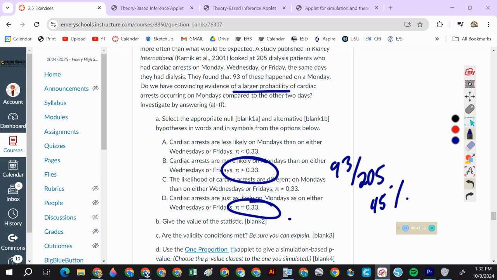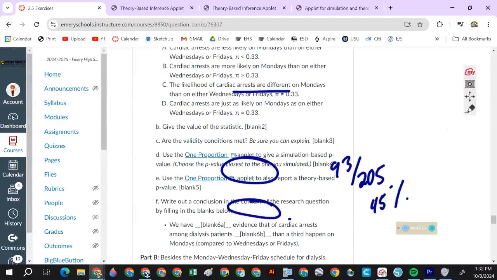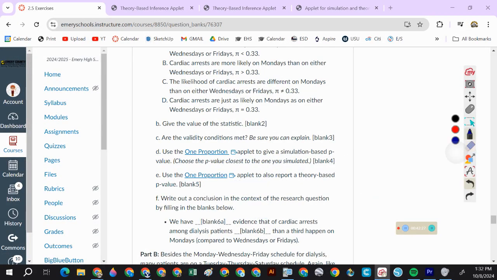Are the validity conditions met? What are the validity conditions? Do we have greater than 10 successes and greater than 10 failures? Yes. And in this case, success means they died over the weekend. Yeah, that's success.